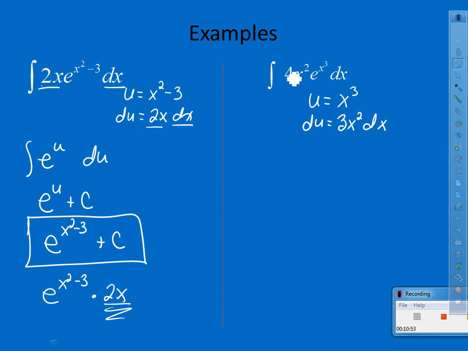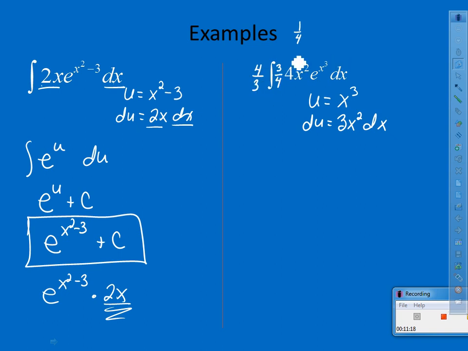I could turn a 4 into a 1 by multiplying it by 1/4. I need a 3 though. So I'm going to multiply this by 3/4, which means I need a 4/3 out there. That's one way. Here's the other way, and then you pick the way you like the best.